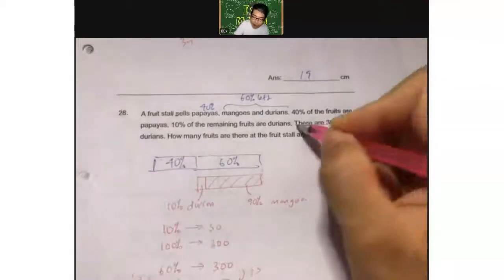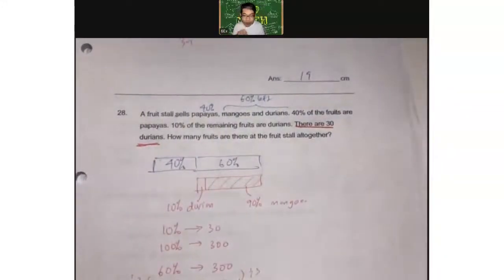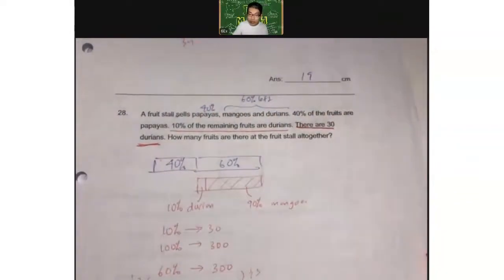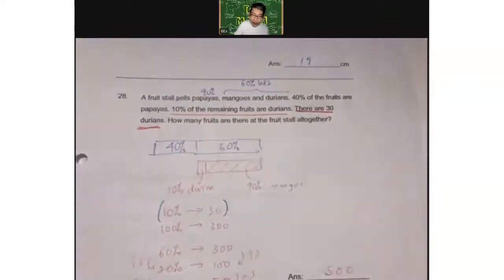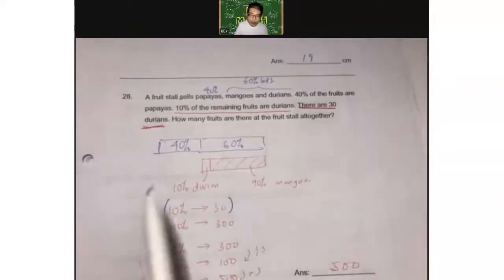This is an important clue, 30 durians. How many fruits are there in the store together? So we know that 10% of the remaining fruits are durians. So I have this working, right? 10% of the remaining fruits. Let's look at the model now.